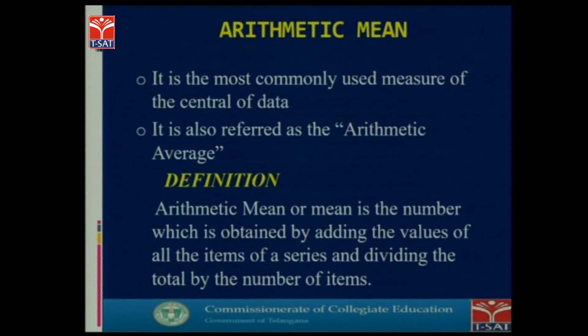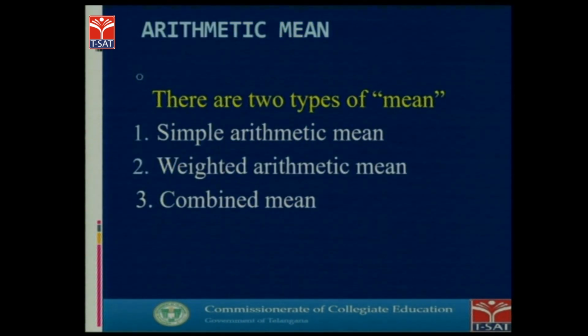So mean is also known as arithmetic mean or arithmetic average. Definition of mean: mean is a value or a number which is obtained by adding up all the values, that is x values, and after adding all the values we have to divide the total with n. Then we'll get the mean. And we have types of mean, that is simple mean, weighted mean and combined mean.